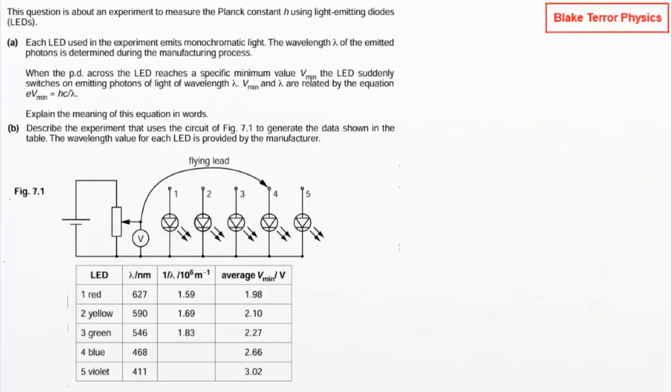This question is about an experiment to measure the Planck constant using LEDs. Each LED used in the experiment emits monochromatic light. The wavelength of the emitted photons is determined during the manufacturing process. When the PD across the LED reaches a specific minimum value, V min, the LED suddenly switches on, emitting photons of light of wavelength lambda.